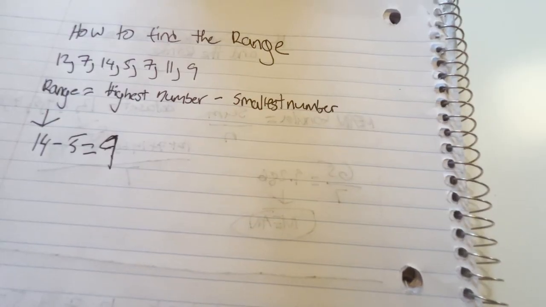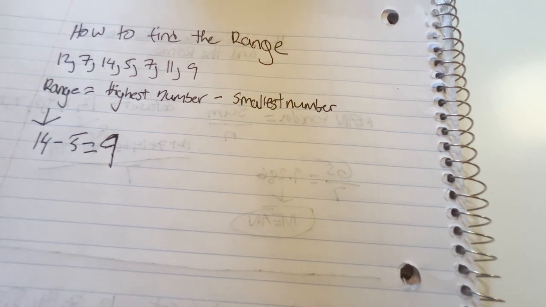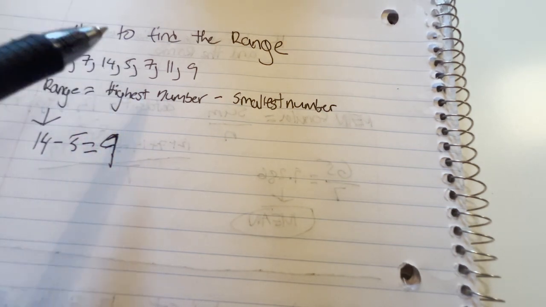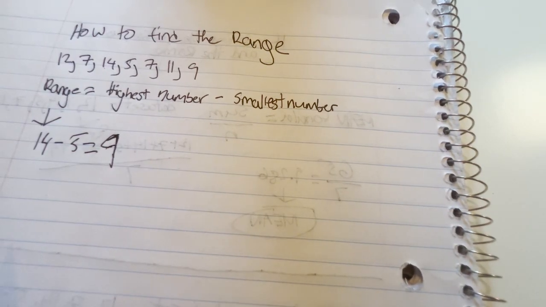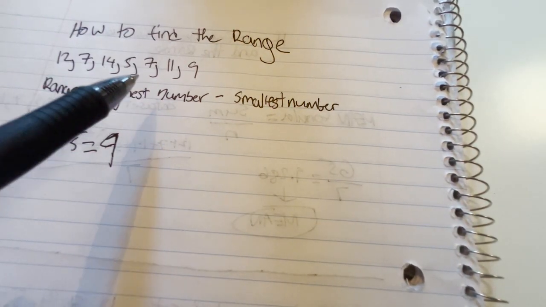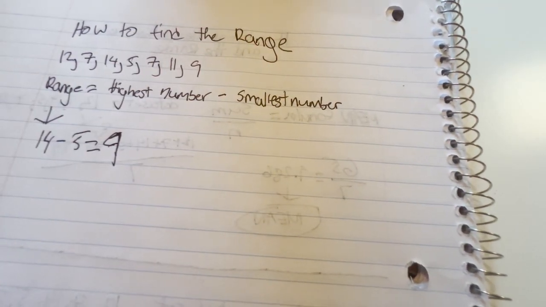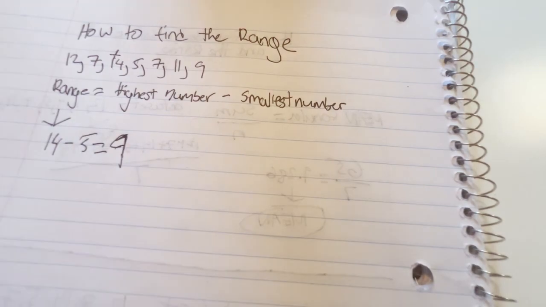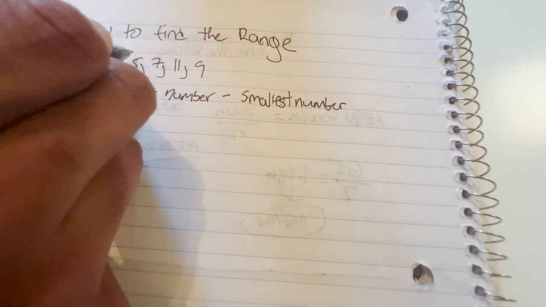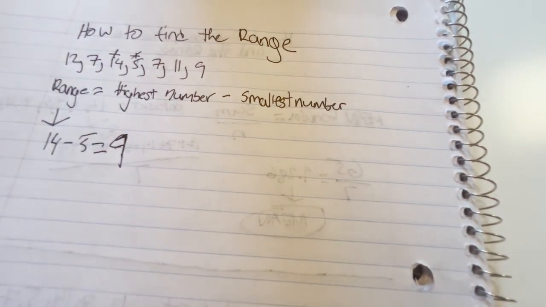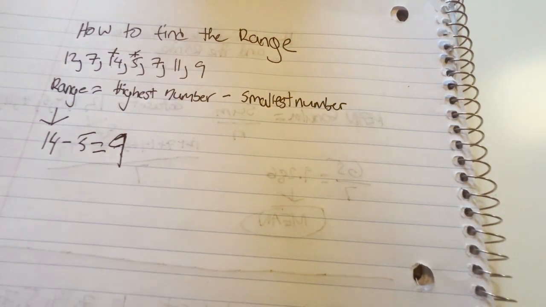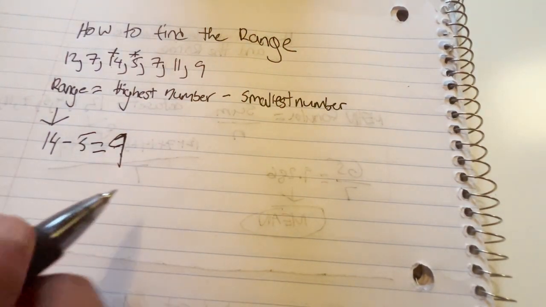Now we're going to figure out how to calculate the range. The range is also very simple. So we have our same data set, 12, 7, 14, 5, 7, 11, and 9. The range is calculated as the highest number in your data set minus the smallest number. So the highest number in our data set would be 14. The smallest number would be 5. So all we have to do is highest number minus smallest number, 14 minus 5, and we get 9.